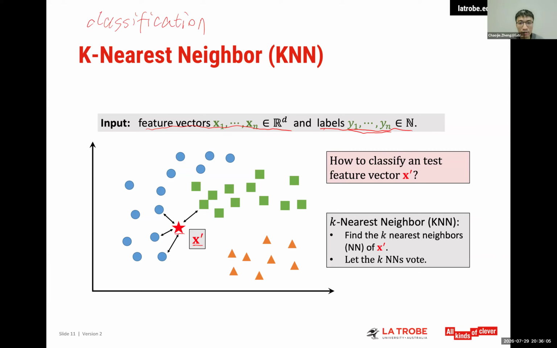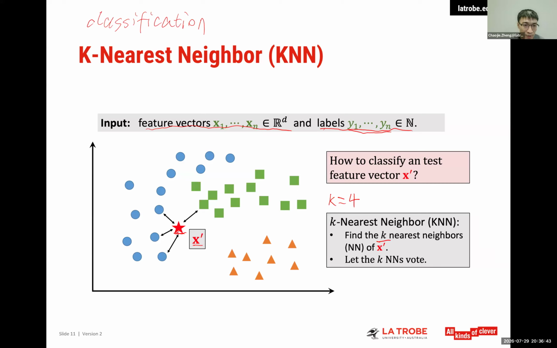With the k nearest neighbor, it is going to find the k nearest neighbors of this new data, and then let its neighbors vote for this new data's belongings. So in this example, it is going to find its nearest 4 neighbors. So in this case, k equals 4. So it is going to find the 4 nearest neighbors of this new data.